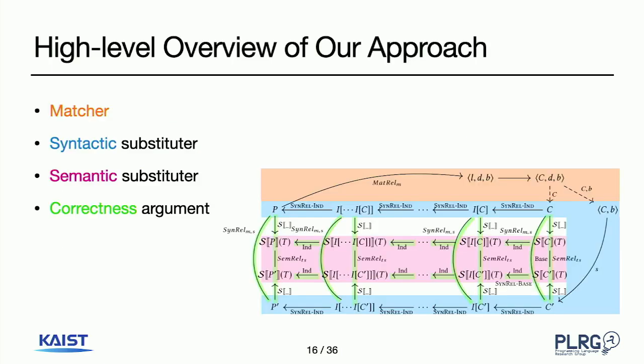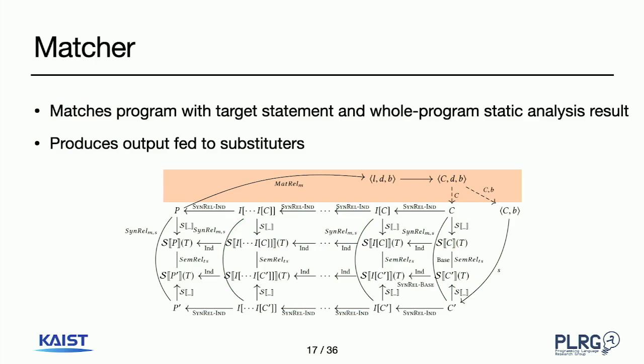Now we show a high-level overview of our approach. It consists of 4 parts: matcher, syntactic substitutor, semantic substitutor, and the correctness argument. The matcher matches the program with the target statement and the whole-program static analysis result, and it produces output which is needed by the syntactic and semantic substitutors.